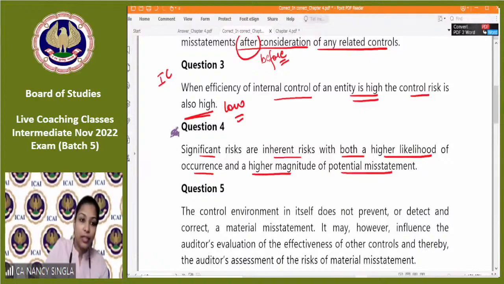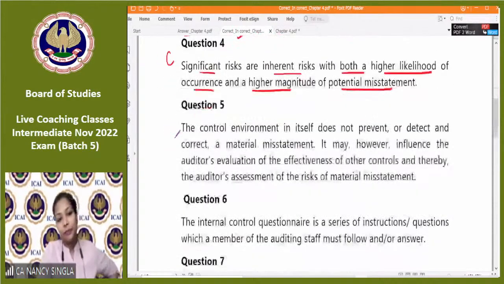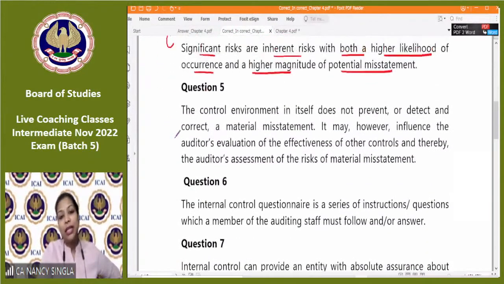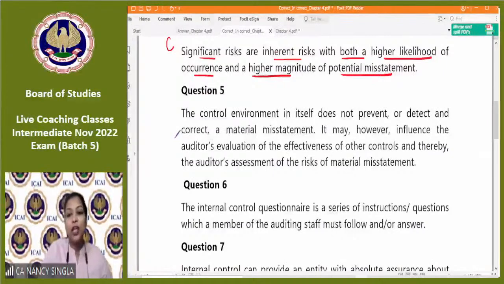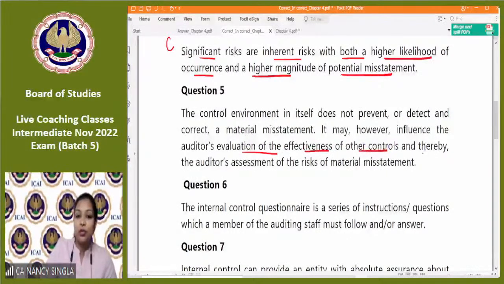Send in your replies with respect to the fifth one. The control environment in itself does not prevent or detect and correct a material misstatement. It may, however, influence the auditor's evaluation of effectiveness of other controls and thereby the auditor's assessment of the risk of material misstatement. So this is what this is.